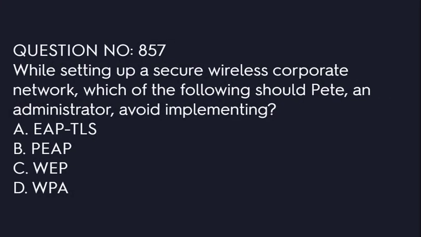Question number 857. While setting up a secure wireless corporate network, which of the following should Pete, an administrator, avoid implementing? A. EAP-TLS. B. PEAP. C. WEP. D. WPA. C.